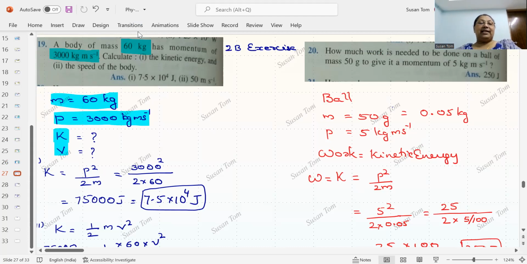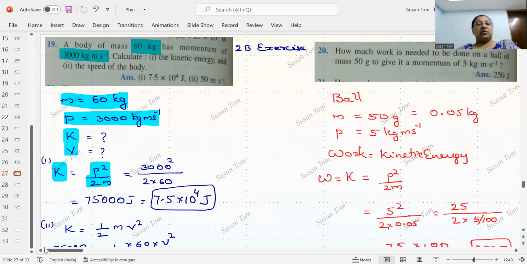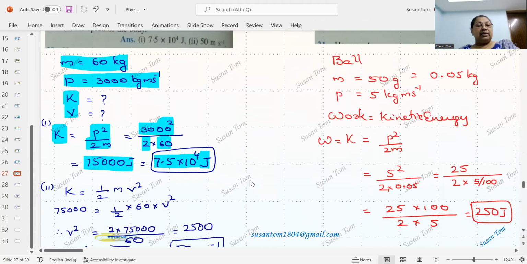Use the equation of kinetic energy and momentum. We know K is equal to P square by 2m. First part: P is given, 3000 square by 2 into the mass. On solving, you get the answer. Second part, the speed or velocity. The kinetic energy you got here, that is 75,000 joules, you substitute here.